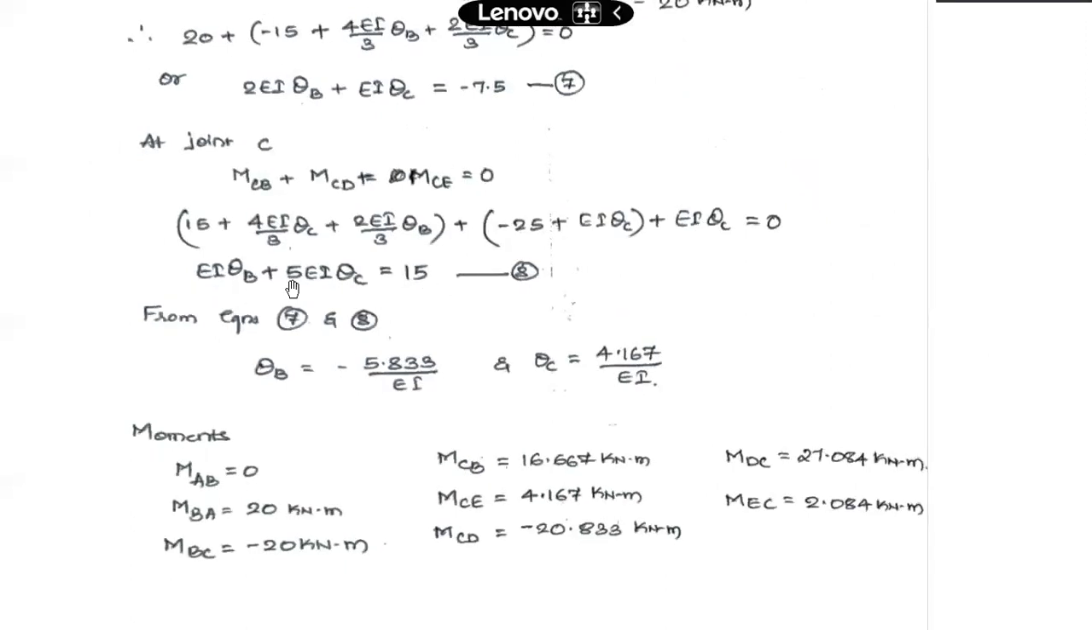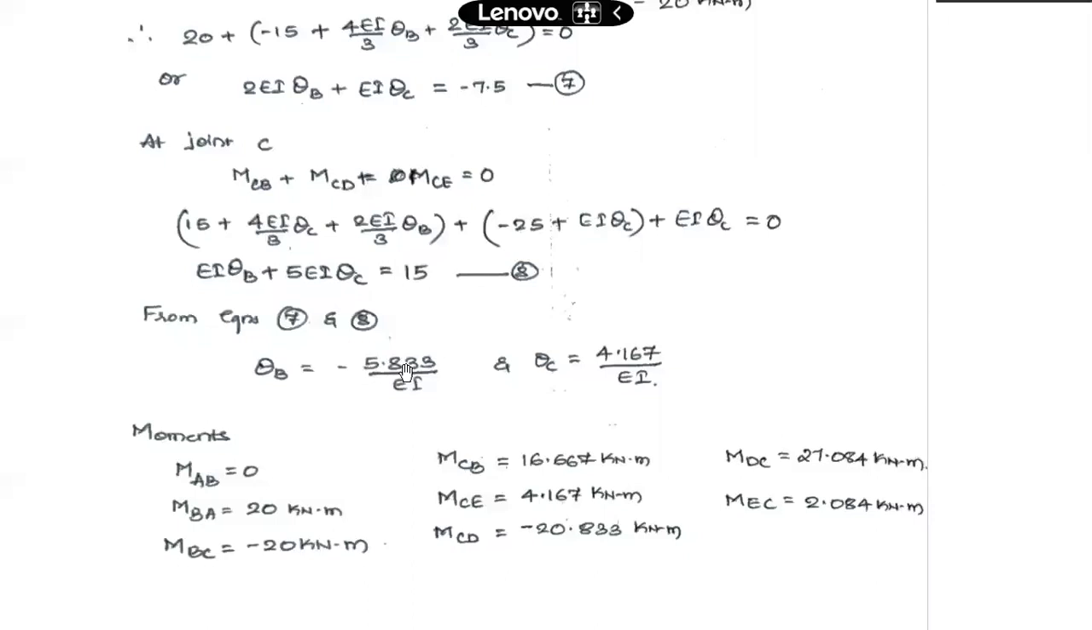On simplification of this second condition of equilibrium, you get this equation number 8: EI theta B plus 5 EI theta C is equal to 15. Just by taking some terms to the right-hand side and keeping the unknown terms on the left-hand side, I have simplified equations 7 and 8. Now solving these two simultaneous equations with two unknowns, theta B comes out to be minus 5.833 over EI, which is anti-clockwise rotation.